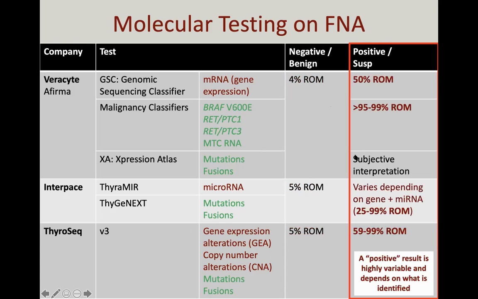However, if you have a positive result in any of these categories, it is highly variable and sort of depends on what is identified. So just a positive gene expression profile is different from, for example, a cancer-specific mutation or a neoplasm-specific mutation like RAS. So when you have a positive molecular result, I always recommend really investigating what is reported, because counseling patients and understanding the biology of their disease may very much depend on what specifically is being reported, not just negative benign or positive suspicious. Really find out what's being reported.